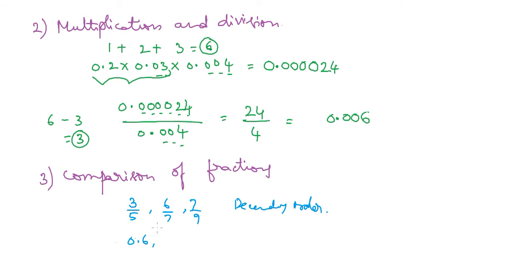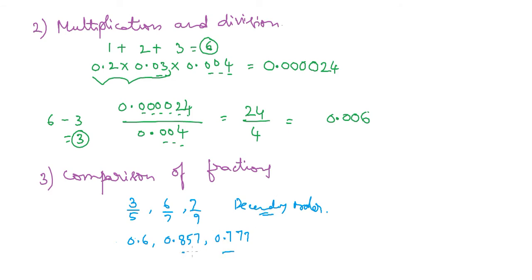And what is 6 by 7? It is 0.60. So how many times will 7 go? 8 times, 7 8s are 56. So 8 times, and then 5 and then 7. 7 by 9 is 0.777. Now we need to arrange them in descending order.